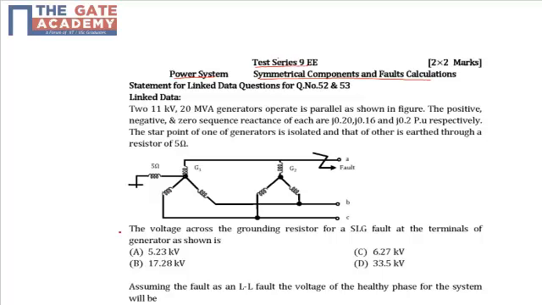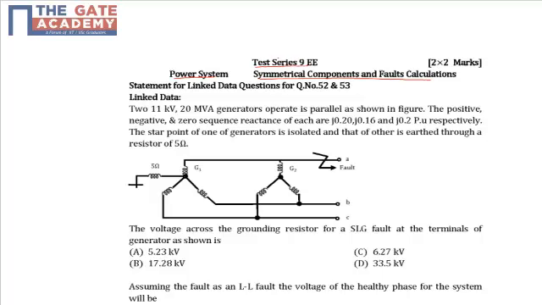In this we have to find the value of the voltage across the grounding resistor for an SLG fault at the terminals of the generator as shown in the figure. This is the SLG fault. We have to find the value of the voltage across the grounding resistor.